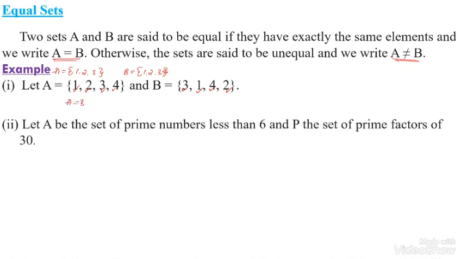Now, let us consider another example. Let A be the set of prime numbers less than 6. First I take the set A. The prime numbers less than 6 are 2, 3, 5. Only 3 elements are less than 6, and those prime numbers are 2, 3, 5.